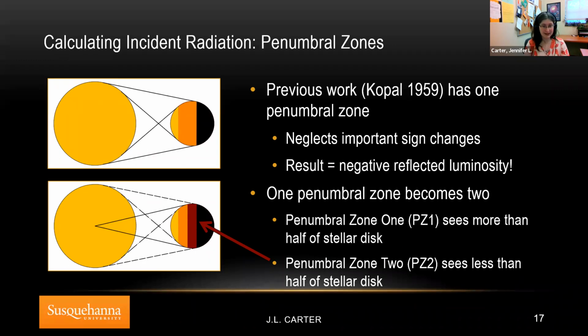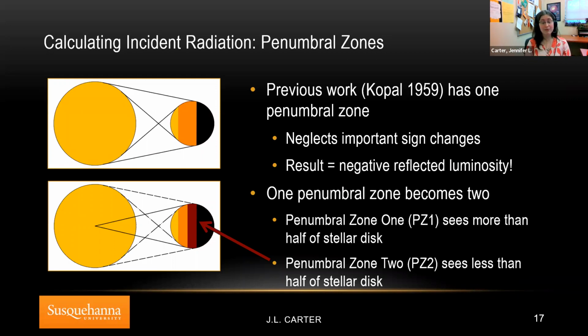I want to point something out here. Penumbral zone 2 always starts on the near side of the exoplanet and extends to the far side. If we look carefully at our model here, you can see that's the case. It's only ever a little tiny bit, but it does start on the near side. If I recall, the sign of the polar angle there is RP over the star-planet separation.